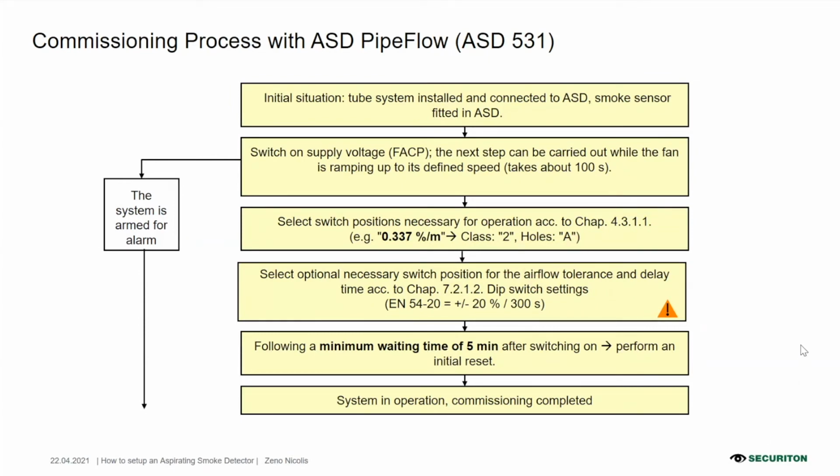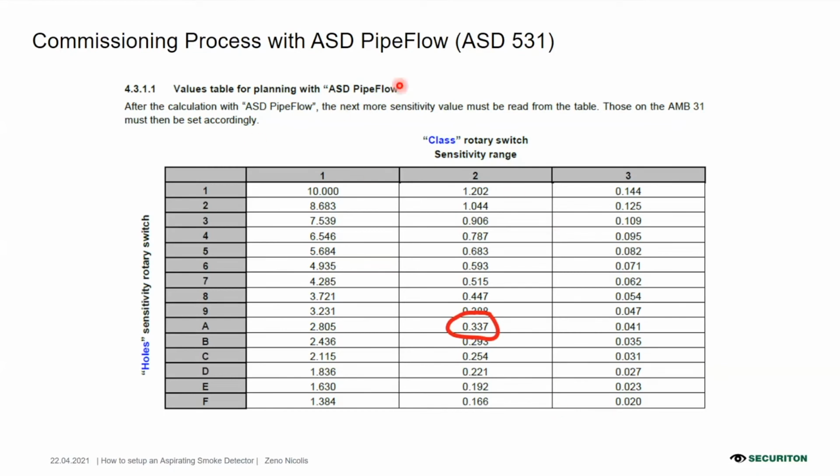And then we use 2 rotary switches, class and holes, on the motherboard, according to the table value that we see in the next slide. Then we set the tolerance threshold like before for the easy config, for the airflow. And last, we perform the initial reset. Okay, so let's see the table with all the sensitivity allowed for this unit.